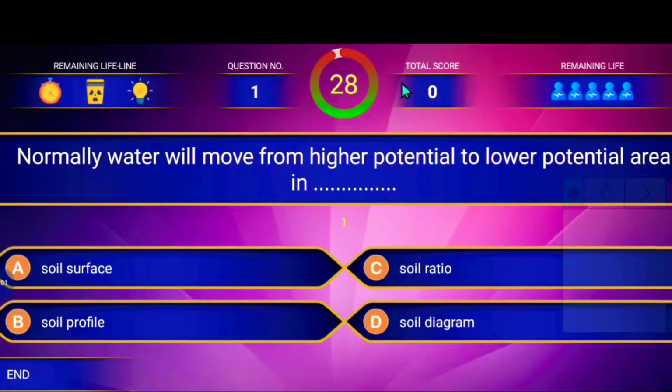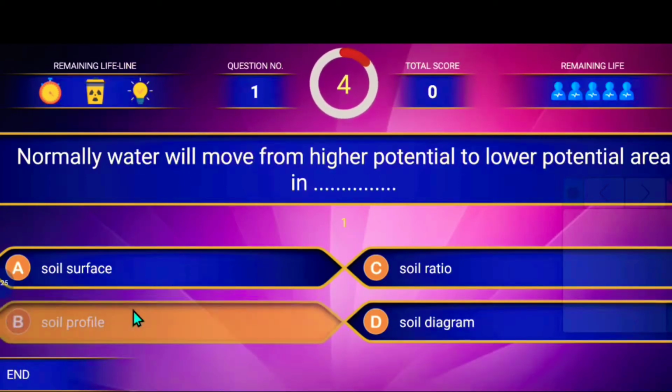Hello friends, we can start a quiz on Agro chapter number 3. First question: normally water will move from higher potential to lower potential area in? First option is soil surface, second one is soil ratio, third option is soil profile, and the last option is soil diagram. So the correct option is soil profile. Move to the next question.